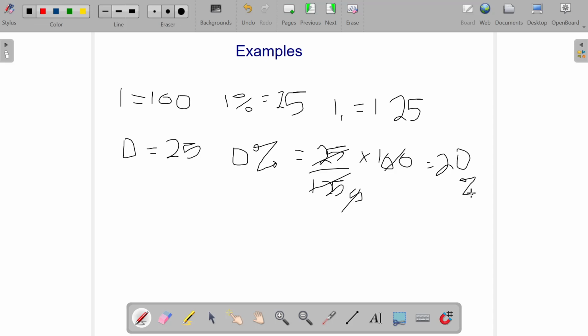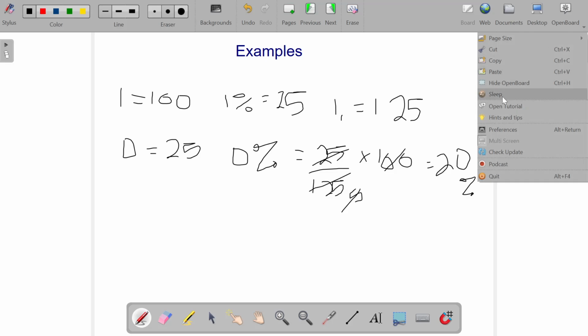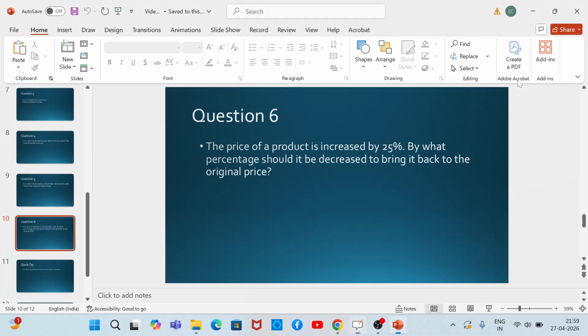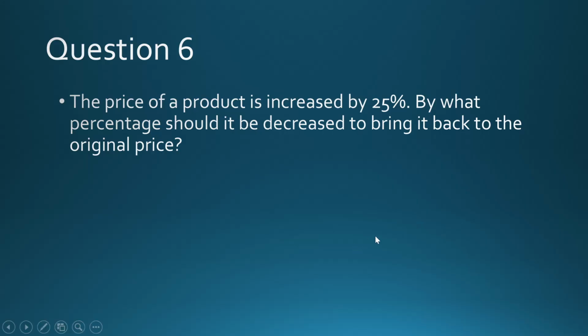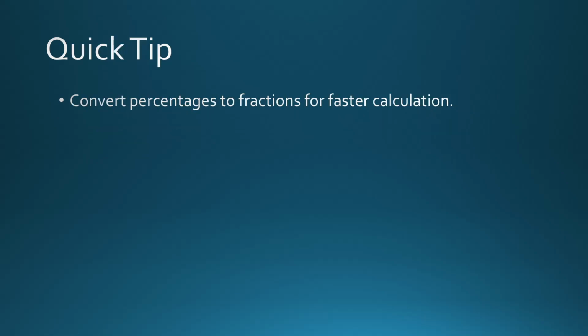Very simple. So the initial number was 100. We increased it by 25%, so it became 125. Now to bring it back to the original value, we need to decrease it by 25. So what will be the decrease percentage? 25 divided by 125 into 100. So these last three questions were from previous year CAT. You can see that in CAT also they ask very basic questions sometimes. Sometimes difficult ones are there, but if you understand these basic ones, you can always do the tough ones.